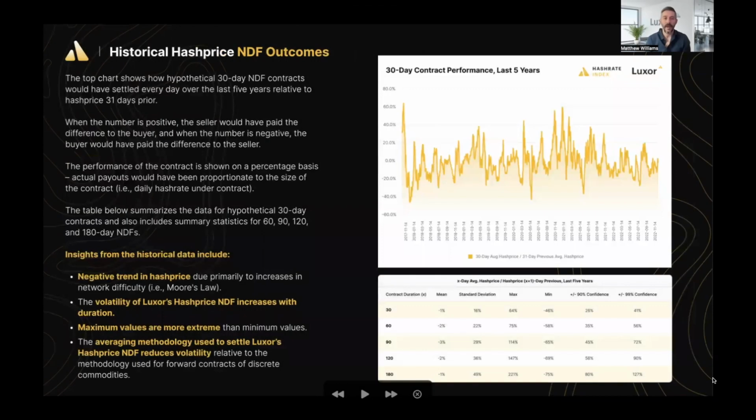Talk about some hypothetical outcomes. So given that this product was launched in October, there's not a whole lot of historical data, but we thought it would be interesting to look at hypothetical outcomes over the last 5 years of hash price.